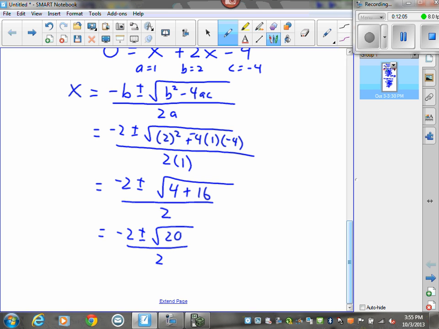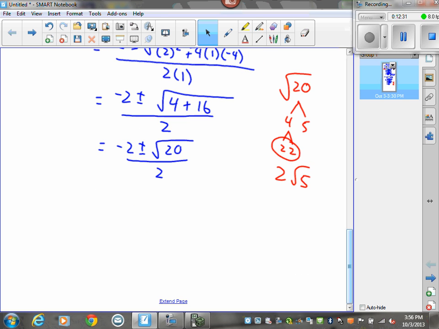Now, there's a couple things I could do from here. I can actually simplify this if I wanted to get an exact answer. Square root of 20, little side work here, from the simplifying square root video that you should have watched. Square root of 20 can be broken into 4 and 5, and 2 and 2. So I've got a pair of 2's, so I can rewrite this as 2 square roots of 5. So I can come back here and replace square root of 20 with 2 square roots of 5. There's my substitution. They're equivalent expressions over 2.